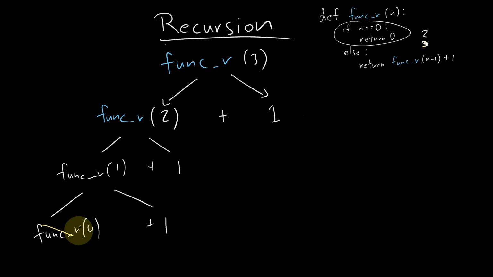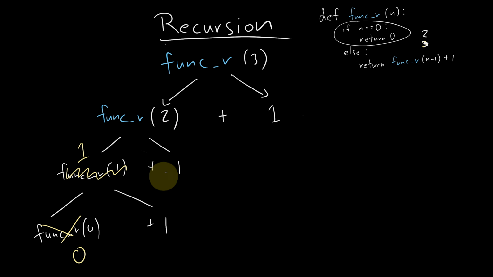So then this, you know it's 0, right? Function R with argument 0 will give you 0. And now here, we can actually do the calculation. What's 0 plus 1? It's 1. So function R of 1 is actually just 1. Same thing, now you're able to calculate 1 plus 1 here.